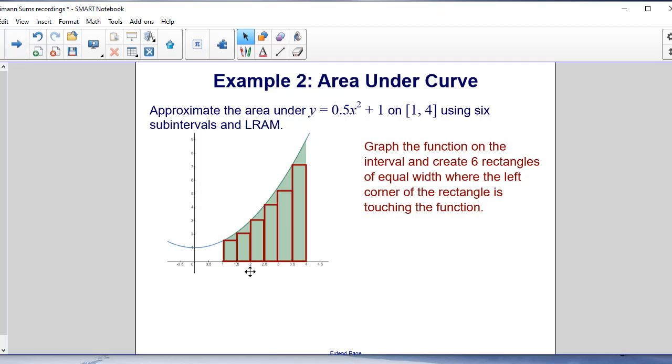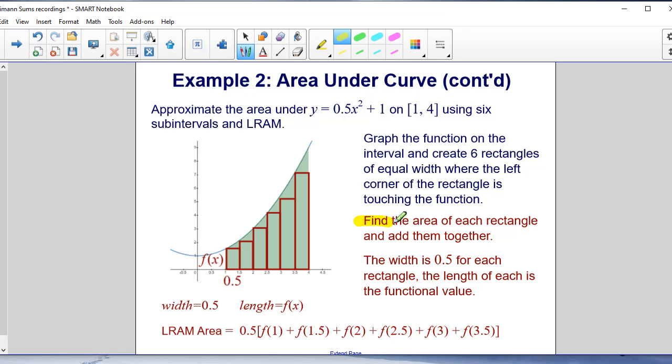The third rectangle also has a width of 0.5. It goes from 2 to 2.5, and you'll notice that the upper left corner is touching the function. Finally, you'll notice our last rectangle goes from 3.5 to 4, has a width of 0.5, and you'll also see that the left corner is touching the function.